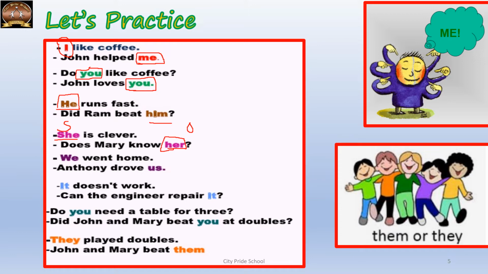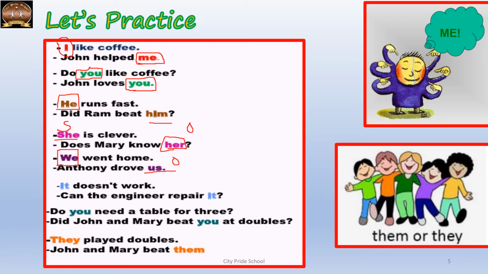We went home. So we is a subject pronoun. It is coming at the beginning of the sentence. Its corresponding object pronoun is us. Anthony drove us. Us is acting as an object here.